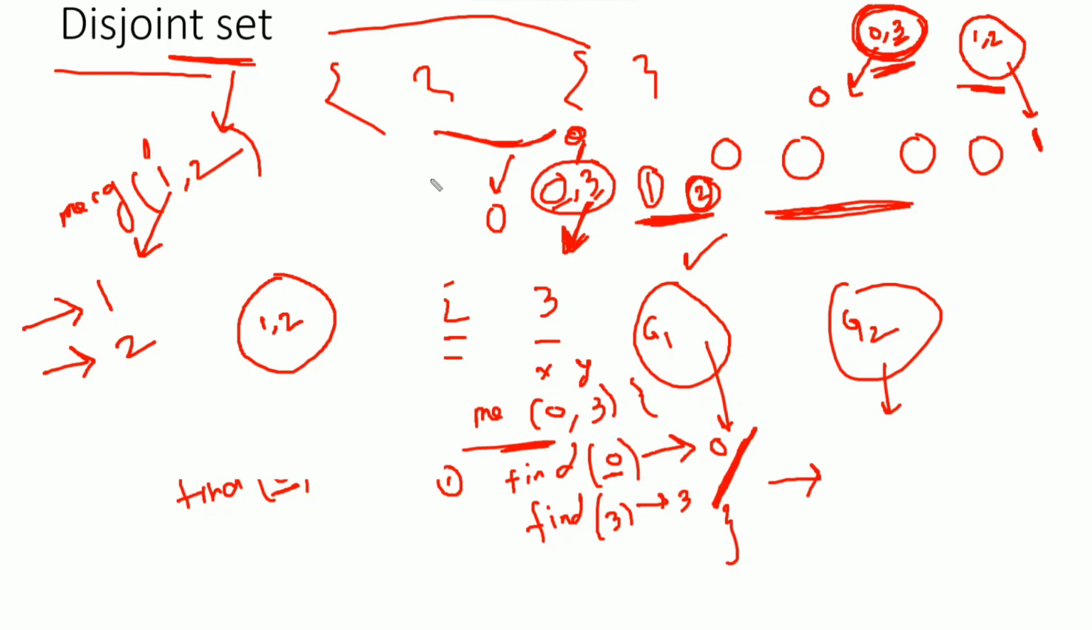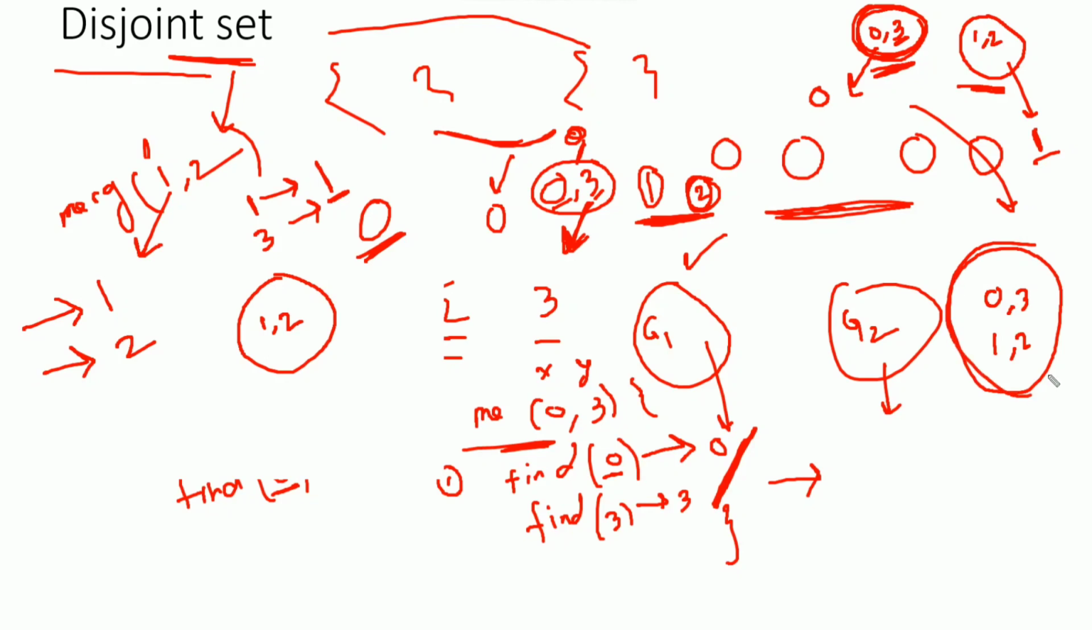Now suppose I want to call the merge operation on 1 and 3. The representative of data 1 is 1 itself, and the representative of data 3 is 0. So again the representatives are different, so I will perform the merge operation. After performing it, all the data will be in a single group, and this group can have representative 0, 1, 2 or 3. Suppose the representative is 0.